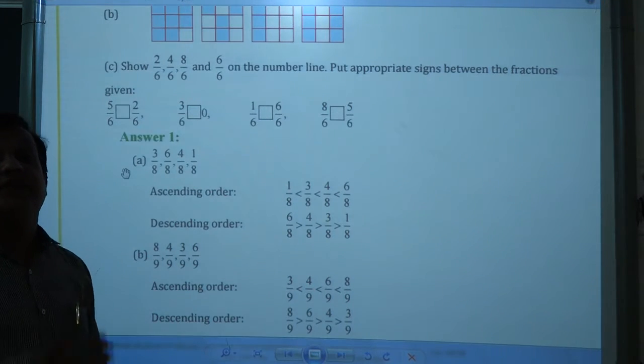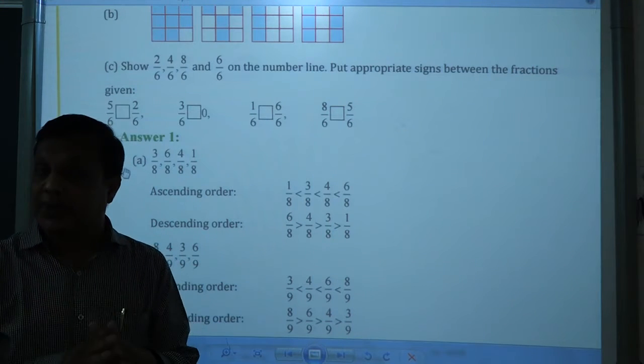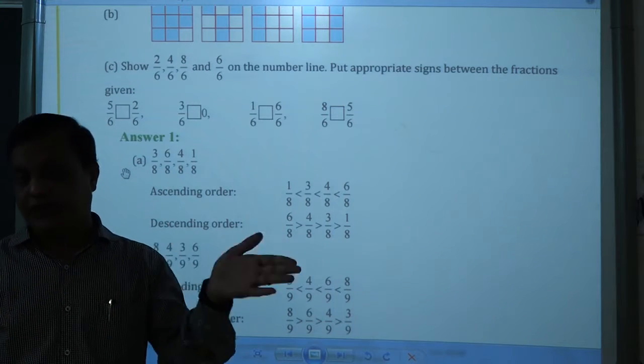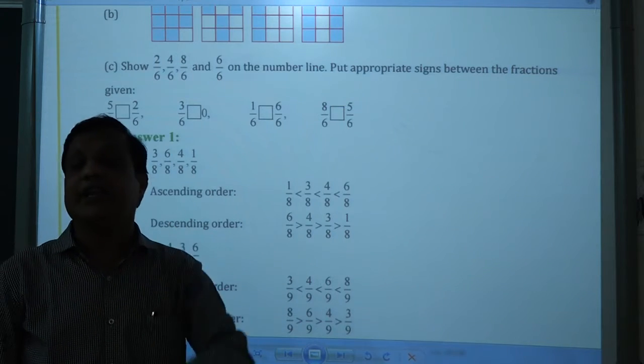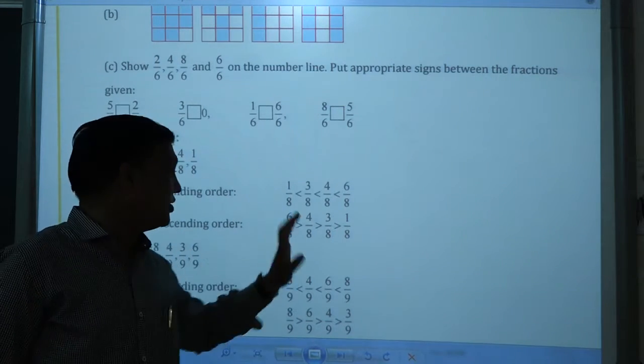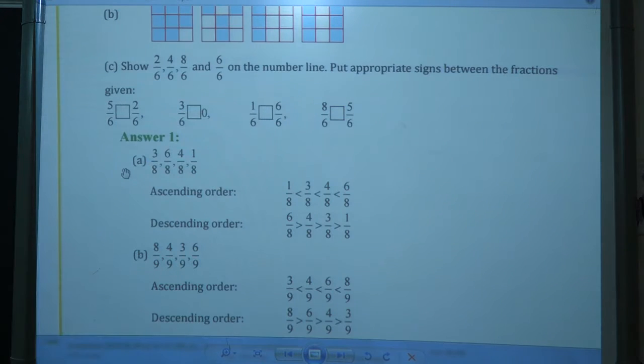So what we did: we first wrote the shaded part as a fraction, and after that, with those same fractions, we arranged them in ascending and descending order. Next question we will see now. The next question: show 2 upon 6, 4 upon 6, 8 upon 6 and 6 upon 6 on the number line.